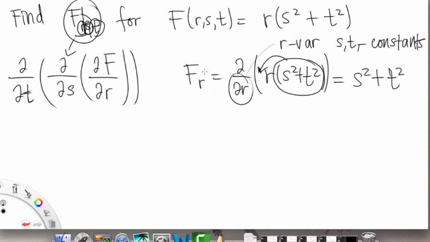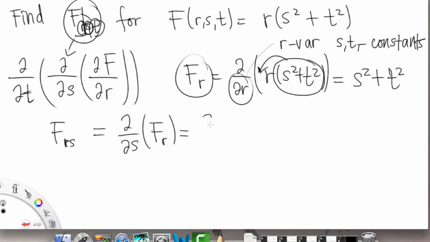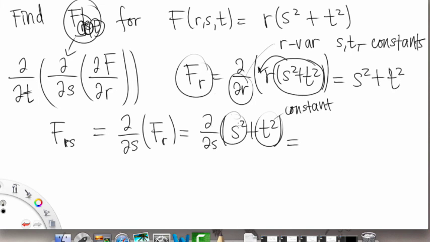And now in order to get f sub rs, we're going to add on that s, right? So we take the partial derivative with respect to s of f sub r. So that would be partial with respect to s of s squared plus t squared. Okay? If we do that, we're going to consider t a constant, so that just goes away in the differentiation. But s here becomes a 2s and then plus a 0. So we just get 2s, okay?